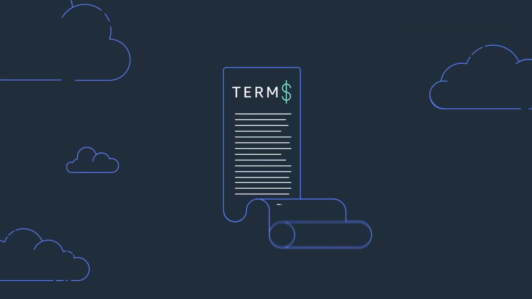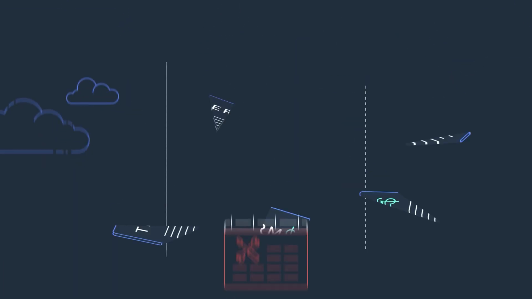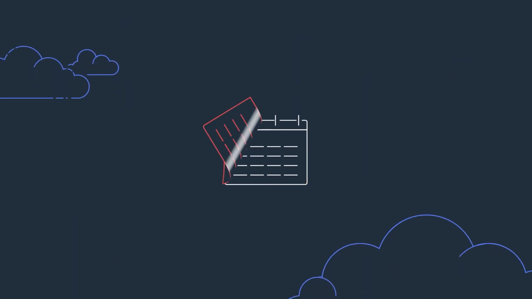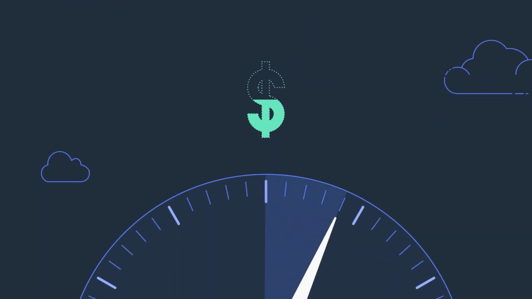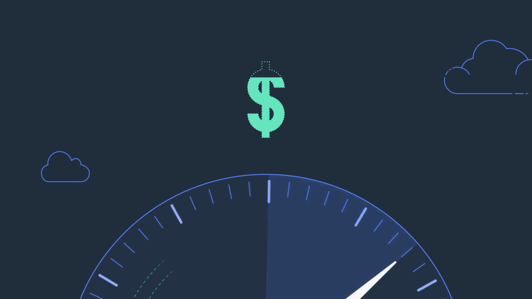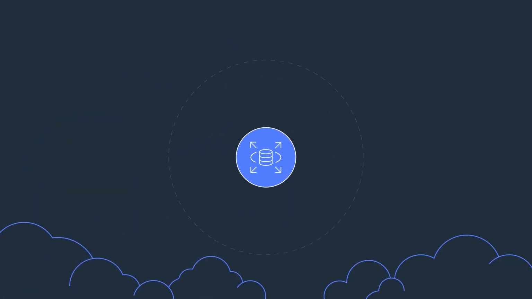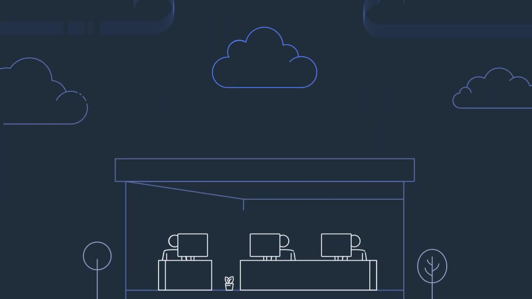And unlike traditional commercial databases, there are no punitive licensing terms, no annual maintenance fees, and no surprise usage audits. Amazon RDS on-demand pricing allows you to pay by the second and only for the resources you actually use. You pay even less when you choose to sign up for a one-year or three-year term.